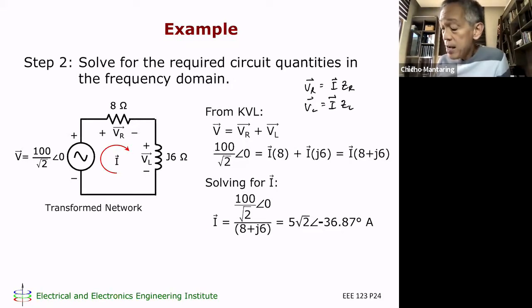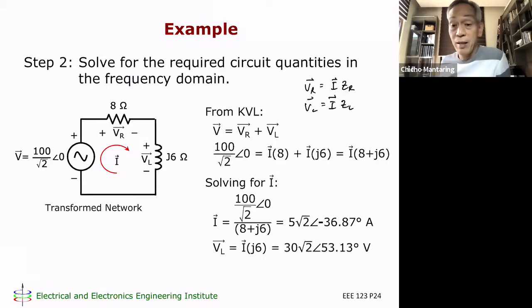So if I know I, how do I get V_L? So V_L is I times Z_L. So this is V_L. Okay.